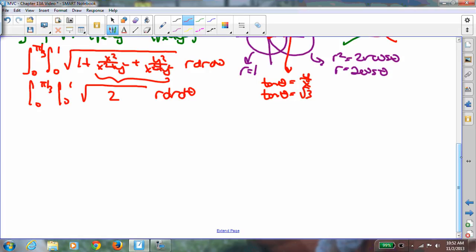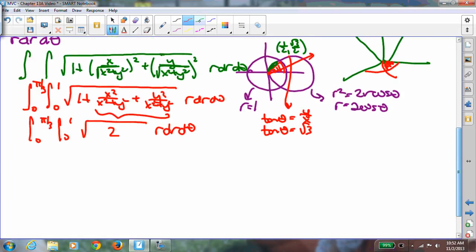And now I need to add the little green piece that I have. So plus the integral for the little green piece, which would be from pi over 3 to pi over 2. And now this time, r is being defined by the origin up to my green circle curve. So that would be from 0 to 2 cosine theta. The integrand is still going to be the same, r dr d theta.